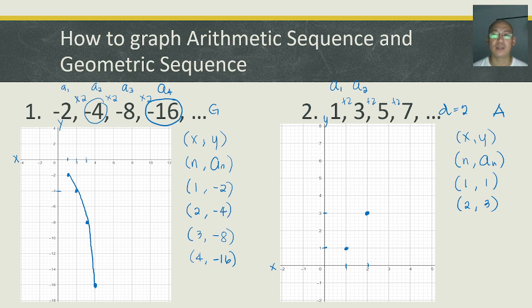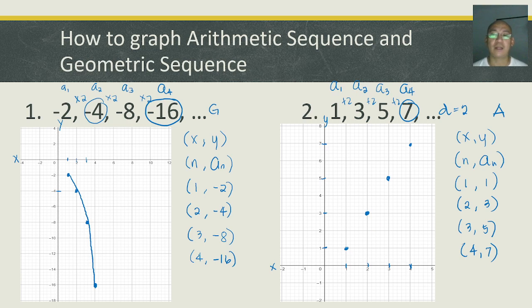Next one. If your n is 3, therefore your a sub 3 is 5. Then we have 3 for the x, 5 for the y, this one. And if your n is 4, we have a sub 4 of 7. Then we have 7 for the y value. So therefore, this is now your point.